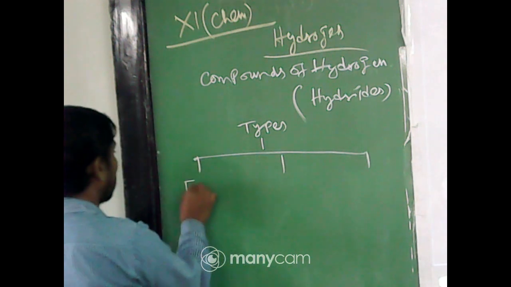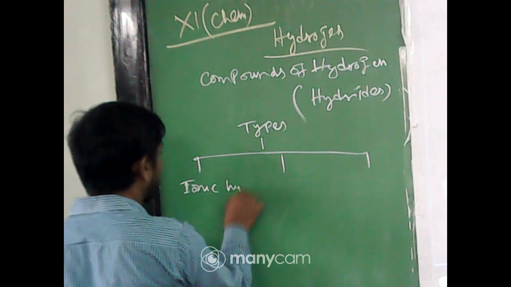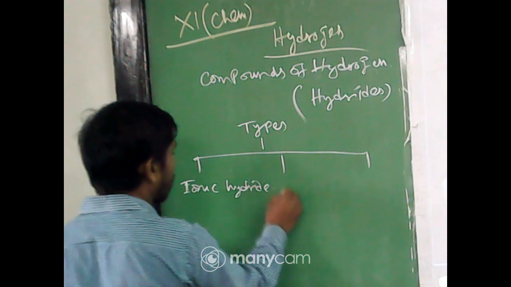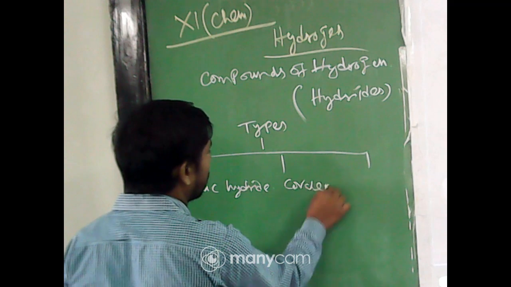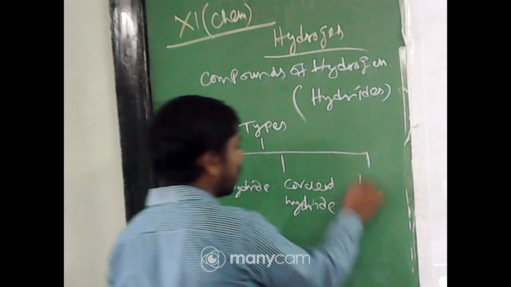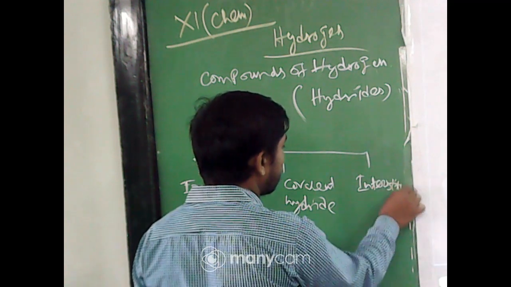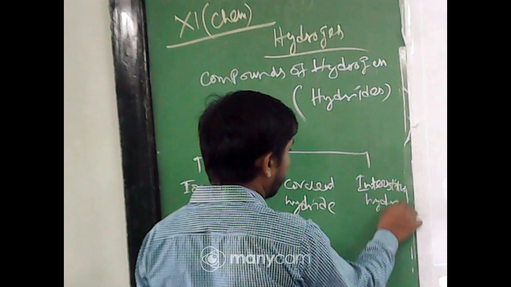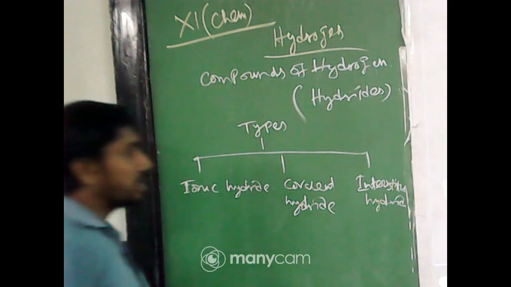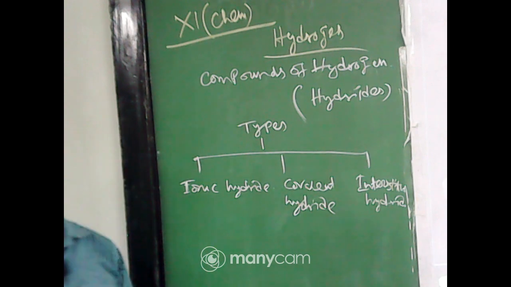Types: ionic hydride, covalent hydride and interstitial hydride. First one is ionic hydride, next covalent hydride and interstitial hydride.